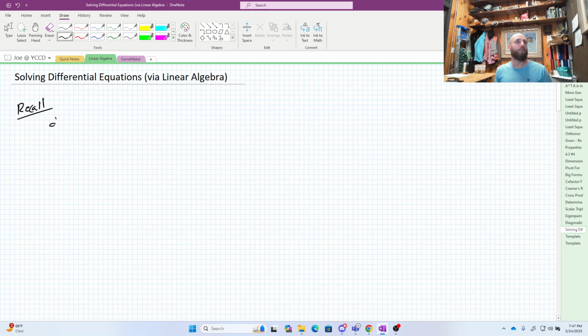The thing I need you to recall from Calc 1 is that when we differentiate e to the kx with respect to x, we get k times e to the kx, right? That's just a straightforward chain rule problem. I also need you to recall a Calc 2 thing.